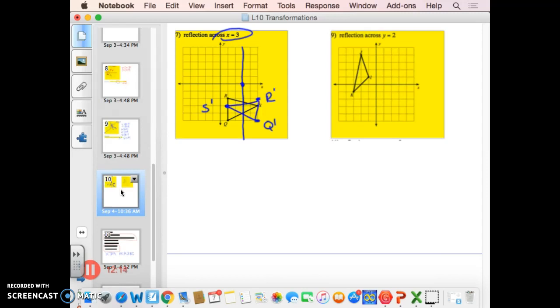You just do it. And if y equals 2, this is going to be a horizontal line where y equals 2. So go ahead and draw your horizontal line. And this time your shapes are going to flip up or down. So that's that. All right, so those were some examples on your homework.